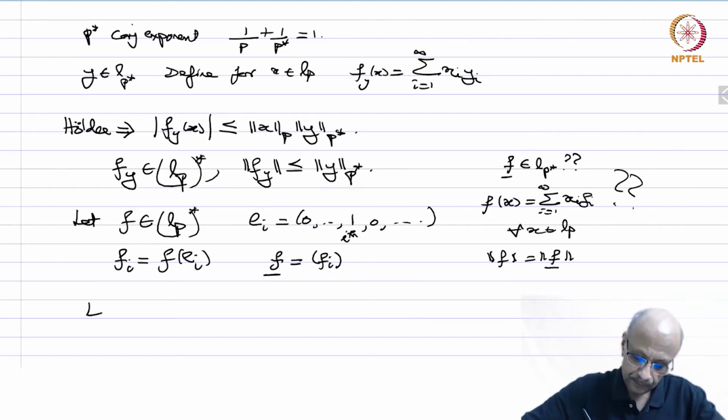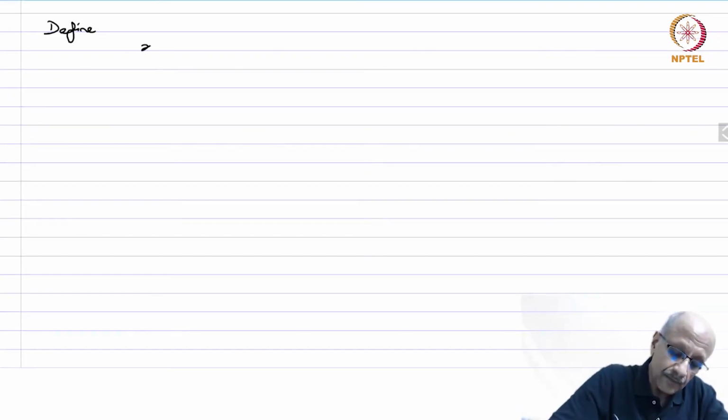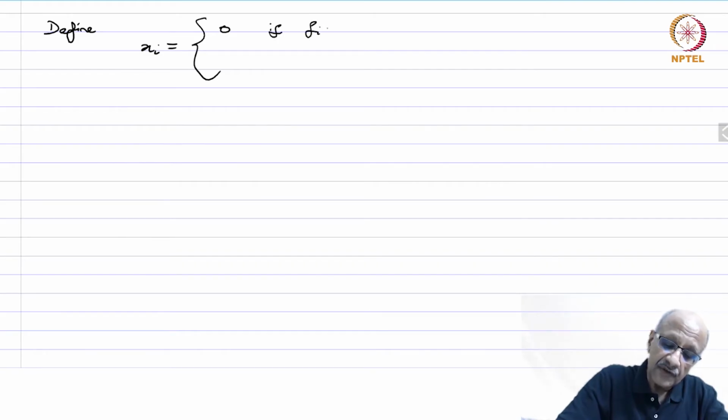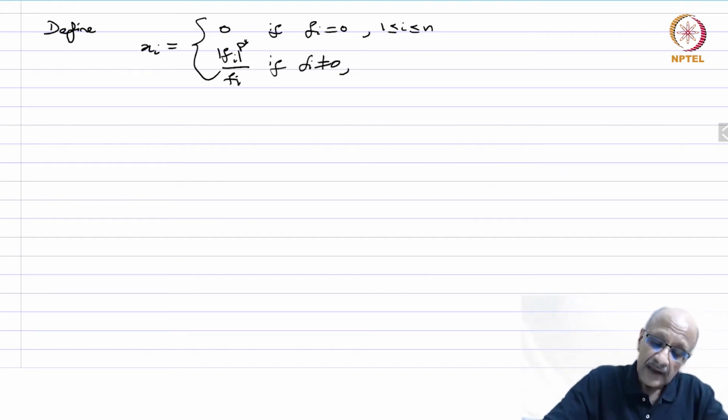So let n be a fixed positive integer. So we define xi in the following manner: 0 if fi is 0 and 1 less than or equal to i less than or equal to n, and mod fi to the p star by fi if fi is not 0 and again 1 less than or equal to i less than or equal to n, and then 0 again if i is bigger than n.